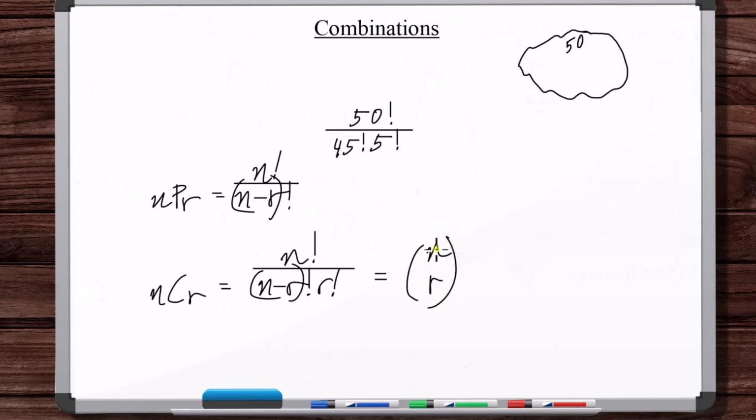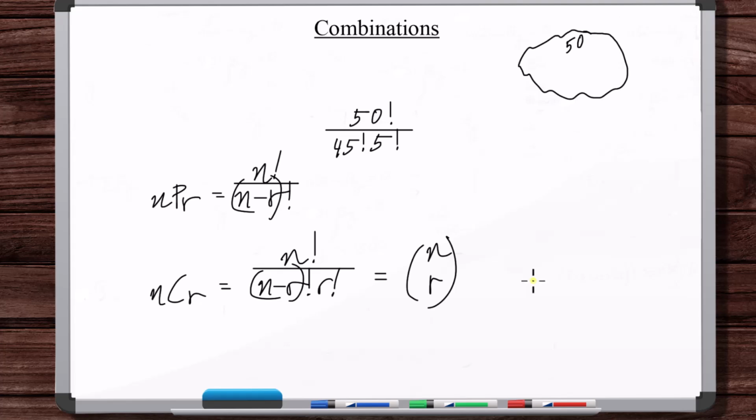Okay, but you can also write it this way. This is n choose r, nCr. This is the combinations of picking r items from a group of n items. This does not mean permutation. If you're using this parentheses symbol here, that's for combinations.